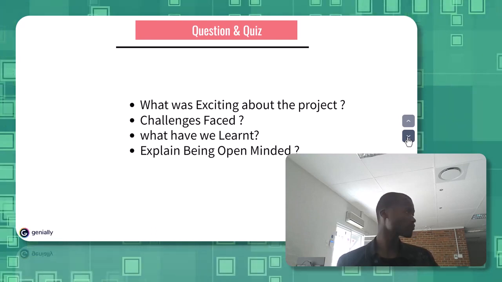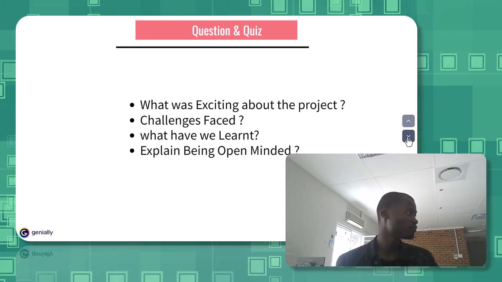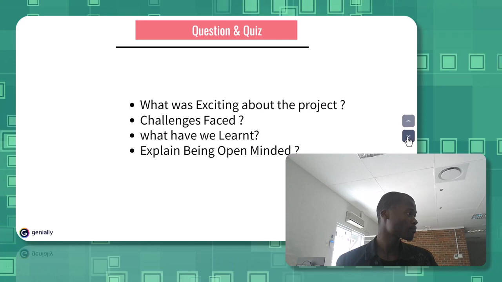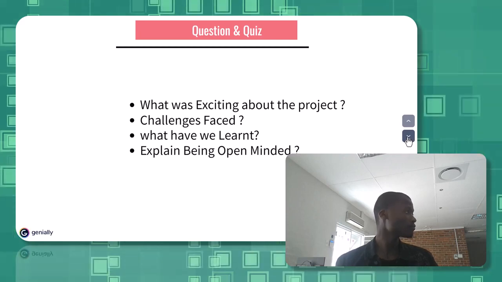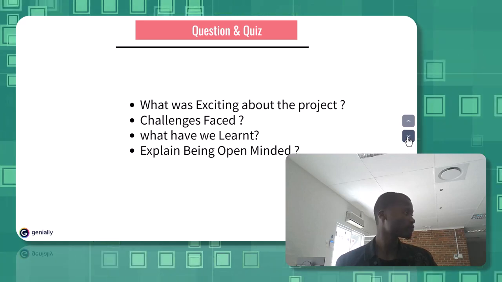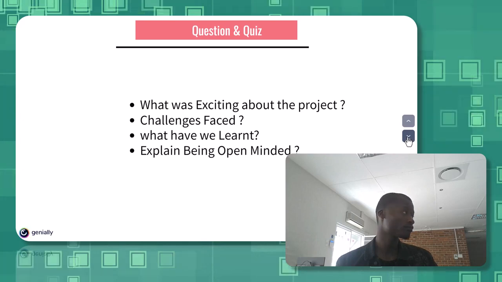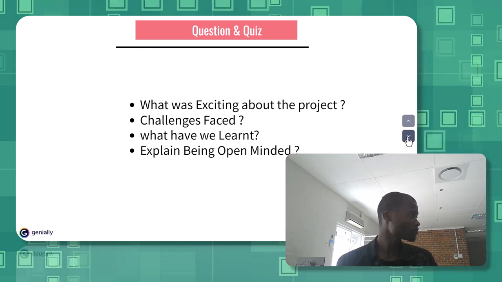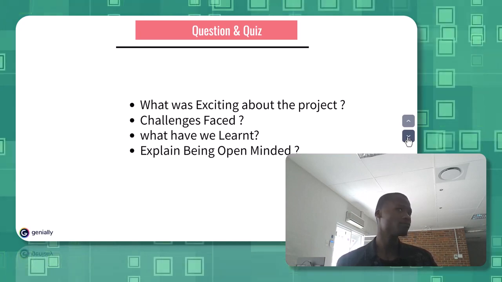What did we learn? Now you need drop-downs and all of that. So I learned how to do it in an ordered list, with list items. Being open-minded is like thinking out of the box, not just staying to your own, but trying to see other people's perspectives on things.